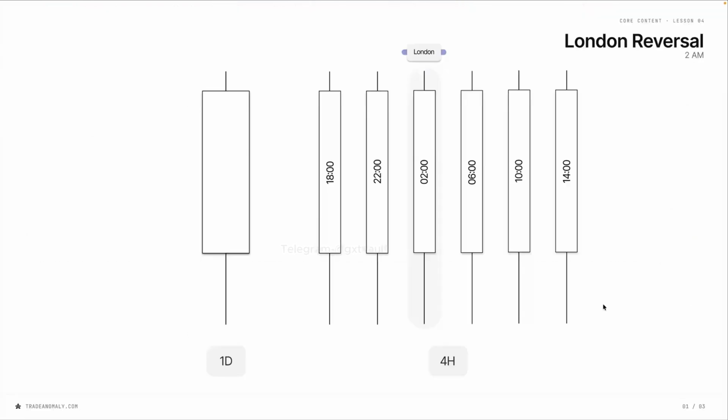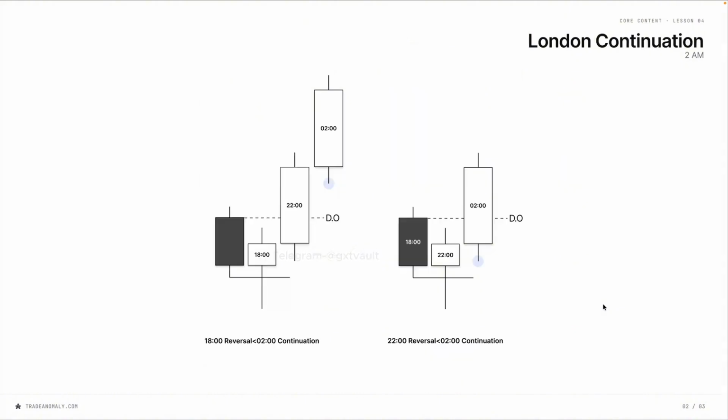Now let's talk about the London session. We're going to be viewing the London session in one 4-hour candle, which ranges from 2 a.m. to 6 a.m. So what will that look like for a London continuation? That is either where Asia puts in the low of the day.